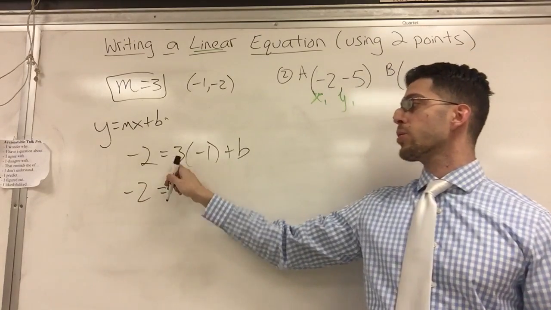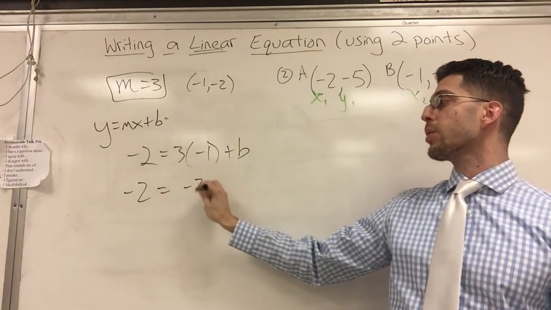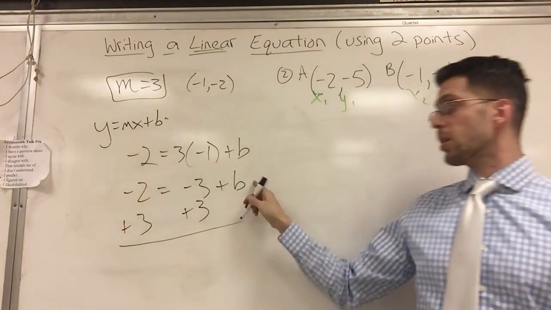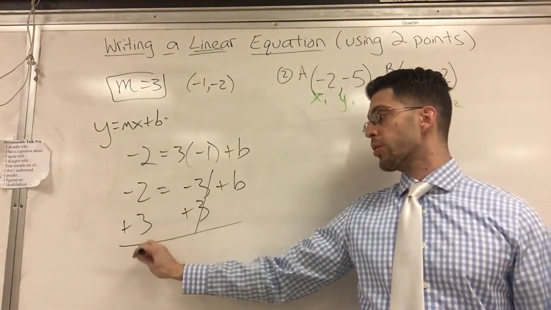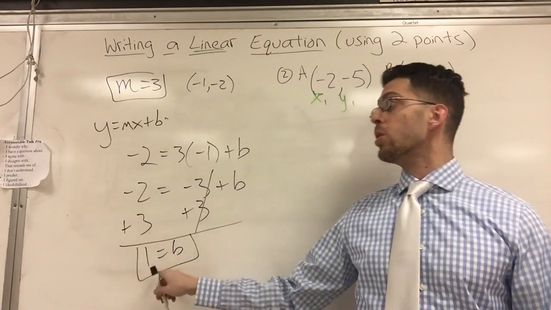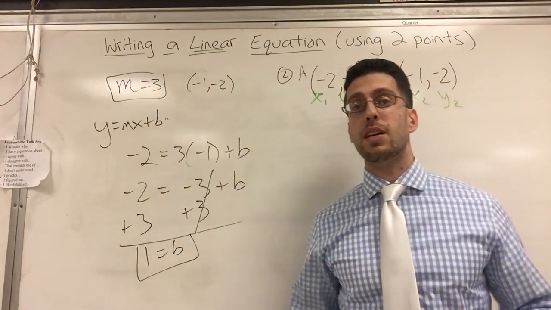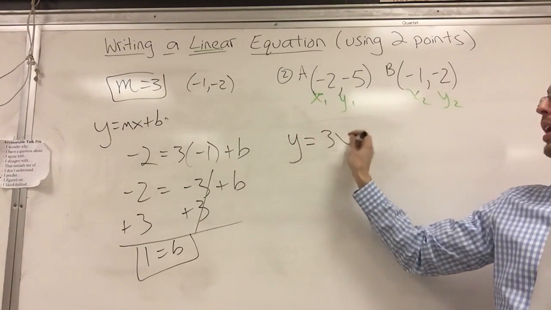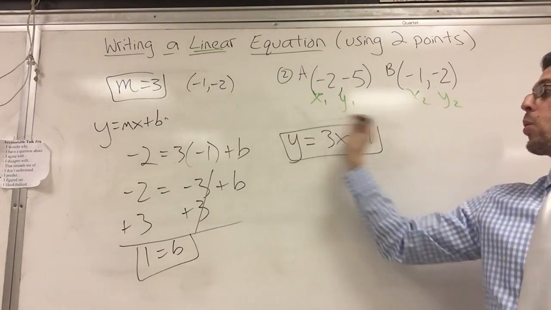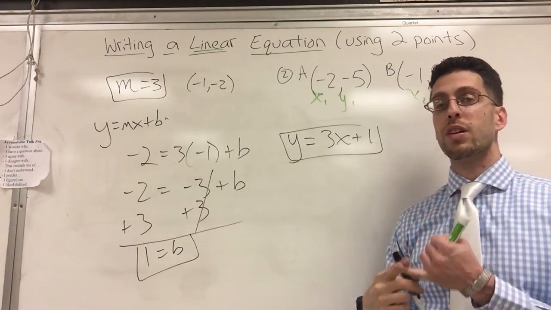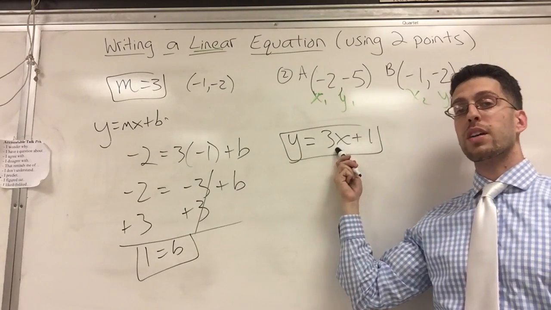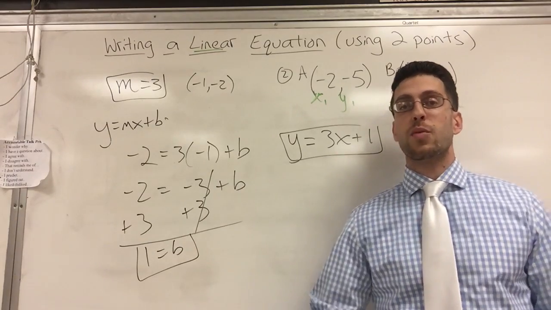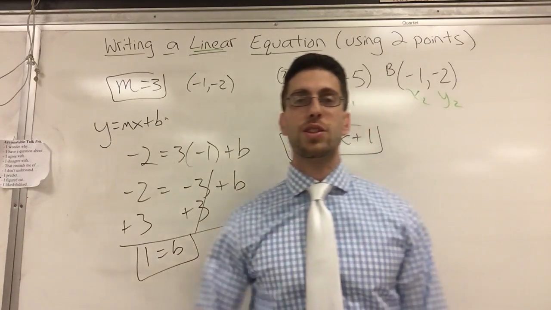So -2 equals 3 times -1, which is -3, plus b. Add 3 to both sides, the inverse, so I can get b alone. -2 plus 3 is 1. Ooh, b equals 1 and m equals 3. I am done. All right, put it together. Y equals 3x plus 1. Once you have an equation, you can graph it. You can plug in any number you want for x, see what happens in the future. Put in negative numbers to see what happened in the past, whatever you want to do. All right, thanks for watching. See ya.